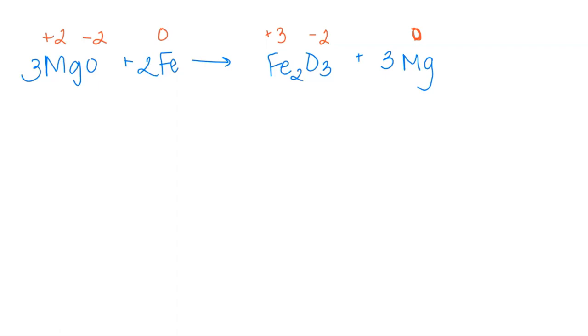In order for something to be reduced, it is gaining electrons. And as such, that means as we go from the left side of the chemical equation to the right side, we expect the oxidation state to decrease. Whereas oxidation means we are losing electrons. And so since we're losing electrons, we're looking for, from left to right of our balanced equation, an oxidation state that increases.